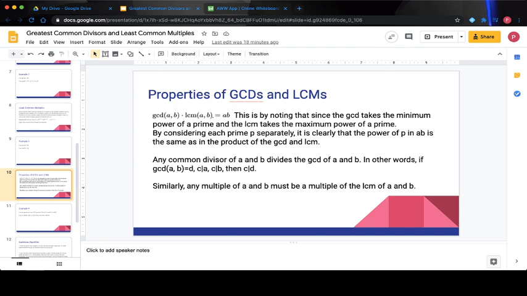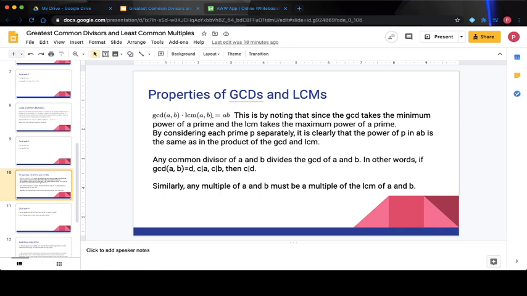And the second property is that every common divisor of A and B divides the greatest common divisor of A and B. So if the greatest common divisor of A and B is D, and C divides A, C divides B, then C divides D. Basically what this is saying is that C is a divisor of both A and B, so it's a common divisor of A and B. D is the greatest common divisor of A and B. So based on the first sentence, you know that C divides D.